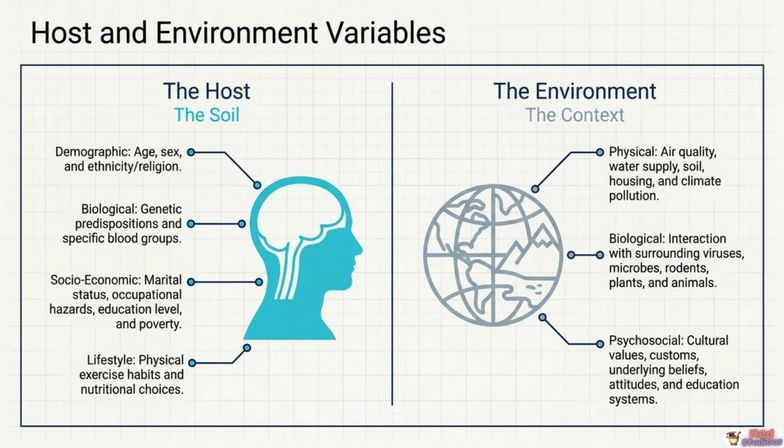Biological variables, including genetic predispositions and specific blood group associations, affect susceptibility to conditions ranging from sickle cell anemia to infectious diseases. For example, individuals with blood group O have significantly higher susceptibility to cholera, while those homozygous for the sickle cell trait have natural protection against Plasmodium falciparum malaria.